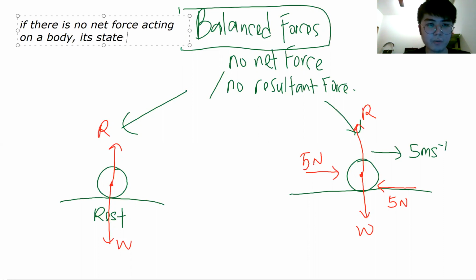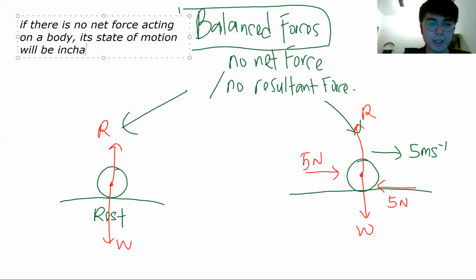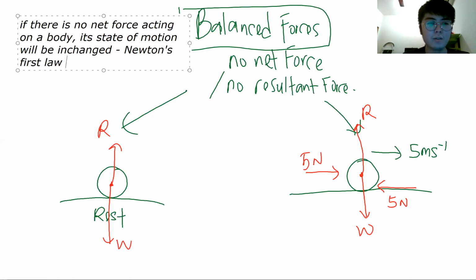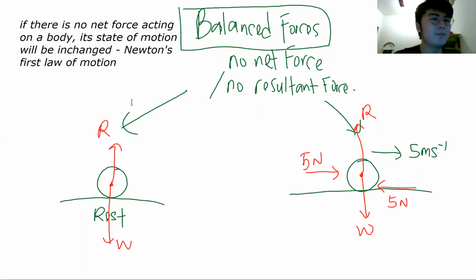its state of motion will be unchanged. Okay, so this is Newton's first law of motion. It says that if there is no net force acting on a body, its state of motion will be, grammatical error here, unchanged. Okay, so this one is Newton's first law of motion.